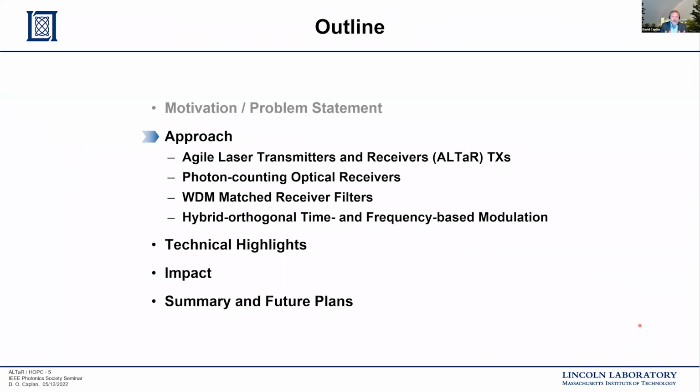So going forward, here's an outline of my presentation. I'm going to be discussing our approach, which leverages agile laser transmitters, or ALTaR, and some newer technologies that we've been developing that allow ALTaR capabilities for photon counting receivers. Towards that end, we're developing some wavelength division multiplexed, or WDM, matched optical receiver filters. The combination of the transmitters and the receiver technologies allows for hybrid orthogonal time and frequency-based modulation options, which can allow for better sensitivity and a wider range of data rates with a common platform. Following that, I'll be discussing some of the technical highlights of our work, their impact, and wrap up with a summary and discussion of future plans.